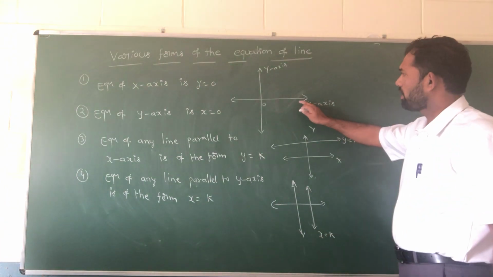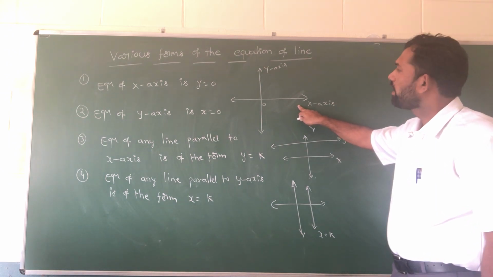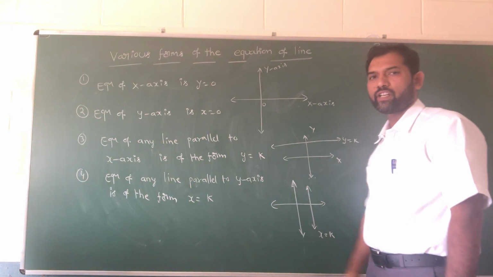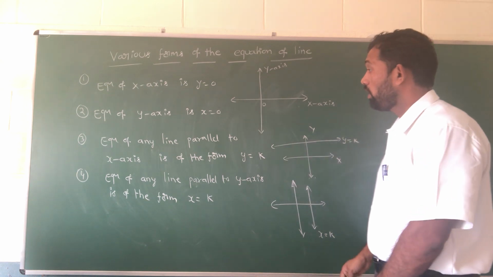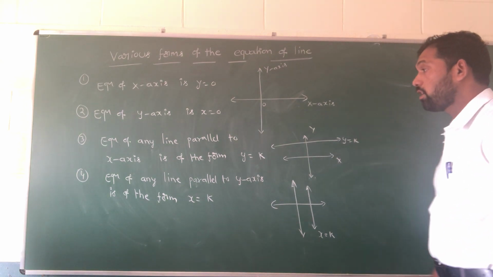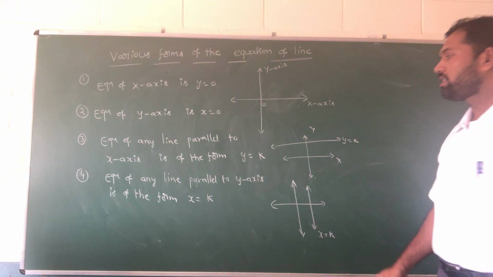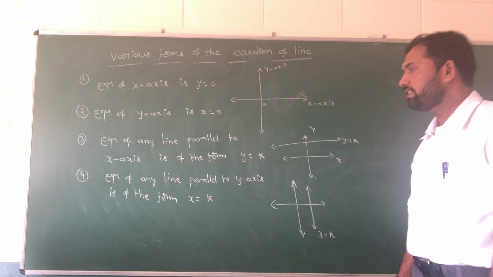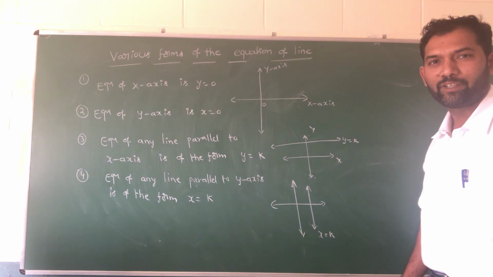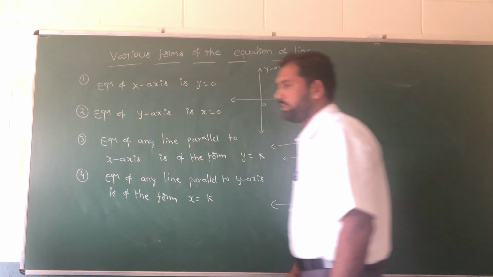So the equation of the x-axis is y is equal to 0. The equation of the y-axis is x is equal to 0. The equation of any line parallel to the x-axis is of the form y is equal to k. The equation of any line parallel to the y-axis is of the form x is equal to k. So note down these 4 points.